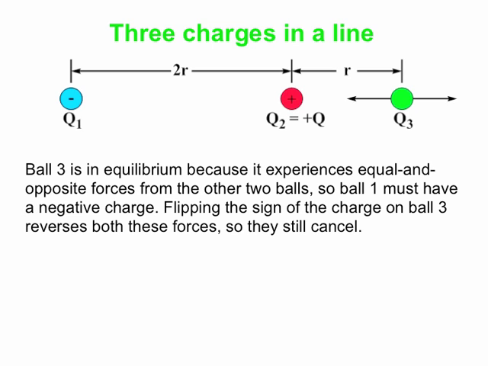So if, for instance, charge 3 is a positive charge, then the arrow going to the right on the free body diagram of ball 3 is applied by charge 2, and the one going left on charge 3, if charge 3 is positive, is applied by charge number 1. If you flip the sign on charge 3 and make it negative, then both of those force arrows will flip, so they still cancel each other out. Okay, so we've established that even though we don't know what the sign of the charge is on number 3, the sign of the charge on number 1 has got to be negative.